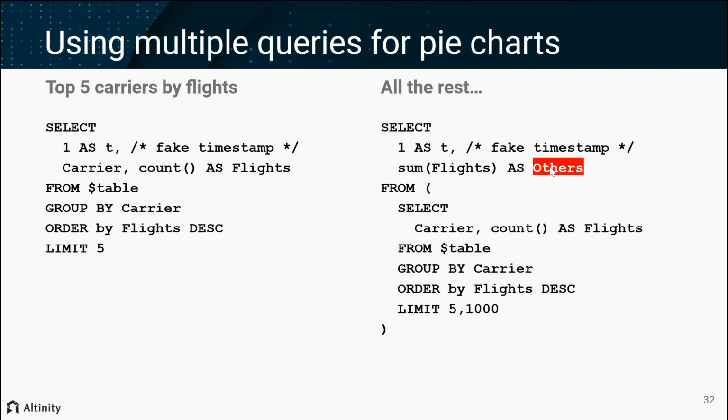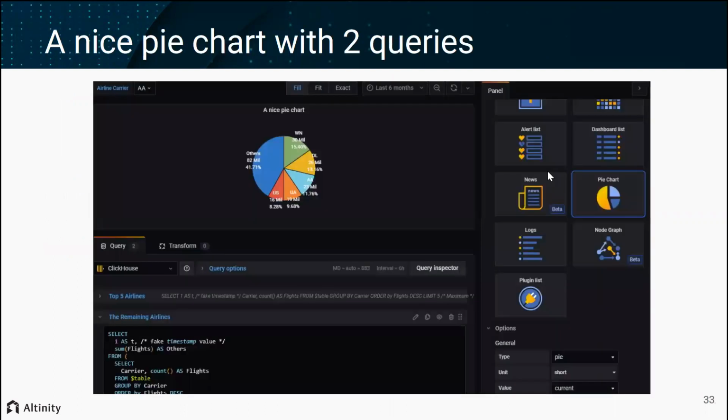And it's actually important how you name it. If you name it others, it will match this others chunk of the pie, which is something that's supported by that plugin. So when you actually put it in, it looks something like the following. Here's the pie, and there's my top 5 airlines query. So that's one query, and then I added another one called the remaining airlines, and it has exactly the text we just saw a minute ago. So that's a cool trick, and there's other types of displays which will happily consume multiple queries in the same panel.